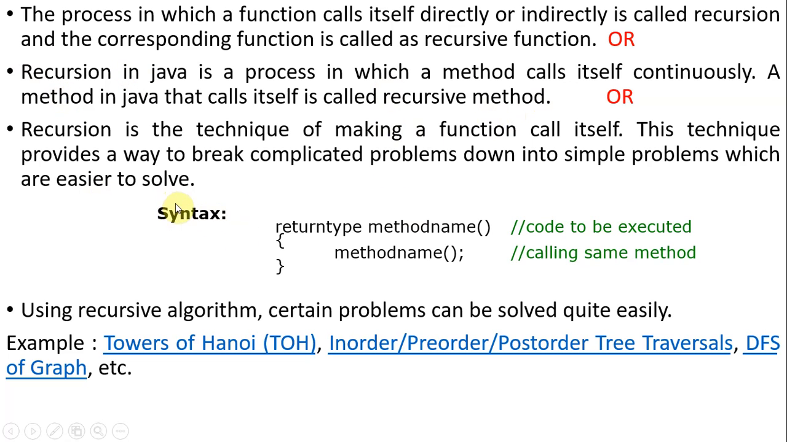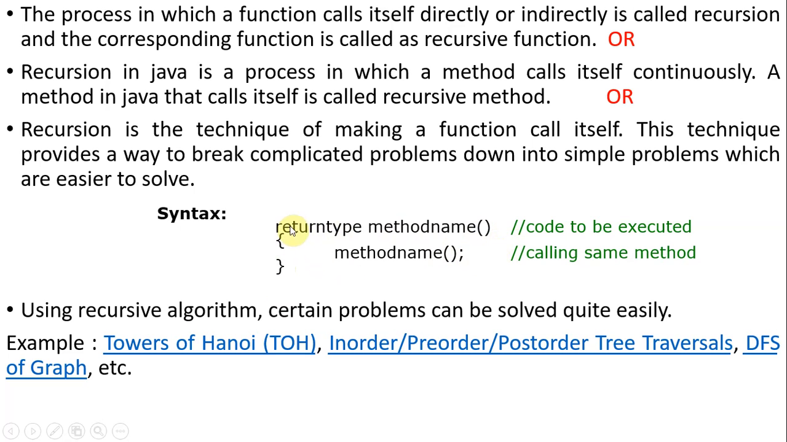When it comes to the syntax of this recursive method, this is the syntax. Return type is nothing but a primitive data type. If it is in front of any variable, it is called a data type. If it is in front of any method name, method meaning with the parentheses, it is called a return type. So return type, method name.